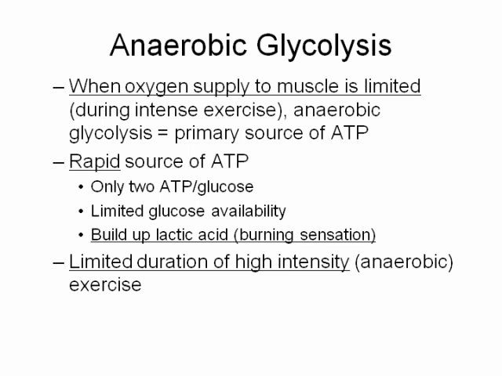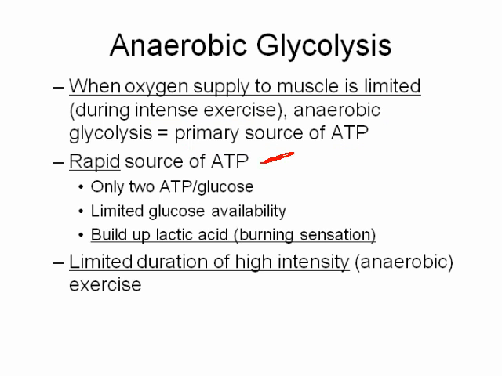Now, anaerobic glycolysis, when oxygen supply to the muscle is limited. So this is during intense exercise. Or for that matter, even at moderate level of exercise, once we've gone well beyond the 30 minutes, it's becoming intense exercise because of the duration of it. It becomes anaerobic, meaning that it's using very little oxygen. And at that point, anaerobic glycolysis is the primary source of ATP.